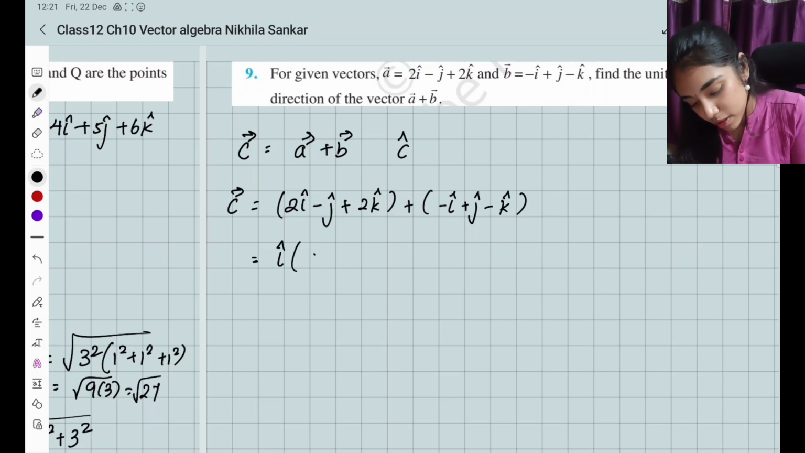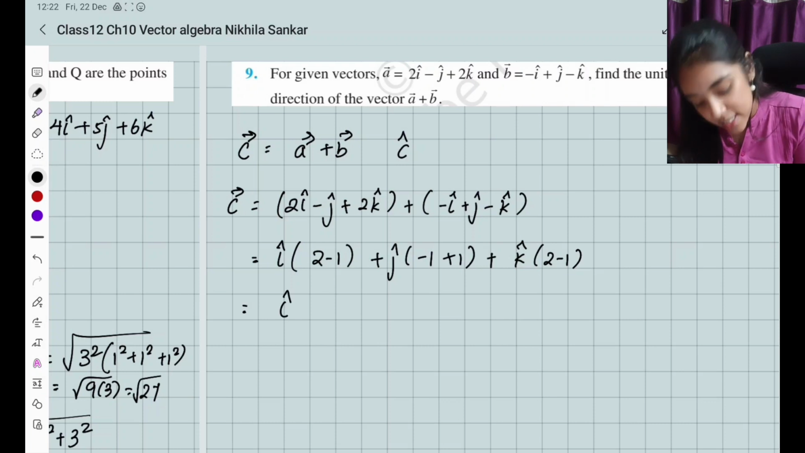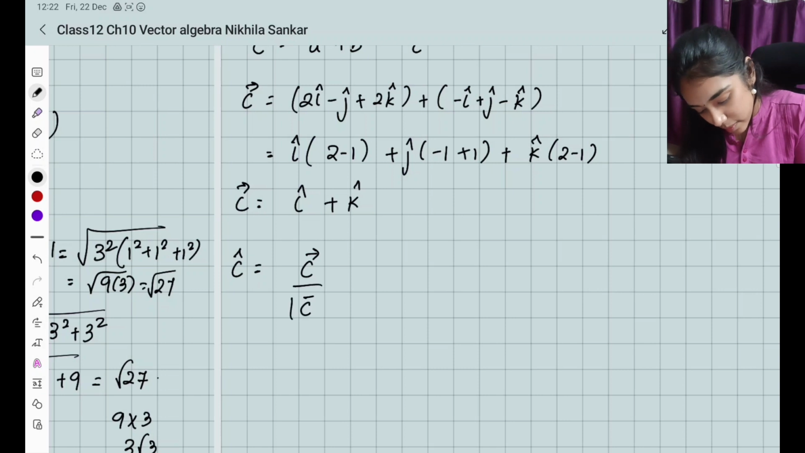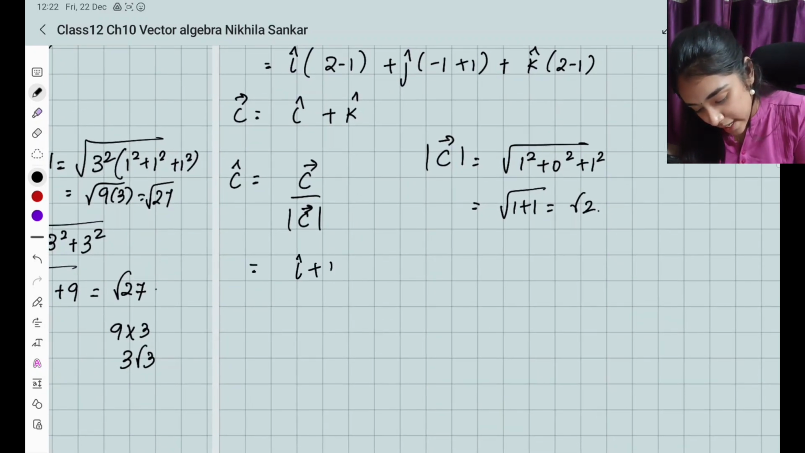When I club the i cap terms, I have 2 minus 1; the j terms, minus 1 plus 1; the k terms, 2 minus 1. So this is going to be i cap plus 0, the j cap term goes away, plus k cap. So this is going to be the C vector. Now what is C cap? It is going to be C vector divided by the modulus of C vector. So the modulus of C vector is going to be square root of 1 square, 0 square, and 1 square. This is square root of 1 plus 1, which is root 2. So I have i cap plus k cap divided by root 2, which is i cap by root 2 plus k cap divided by root 2.